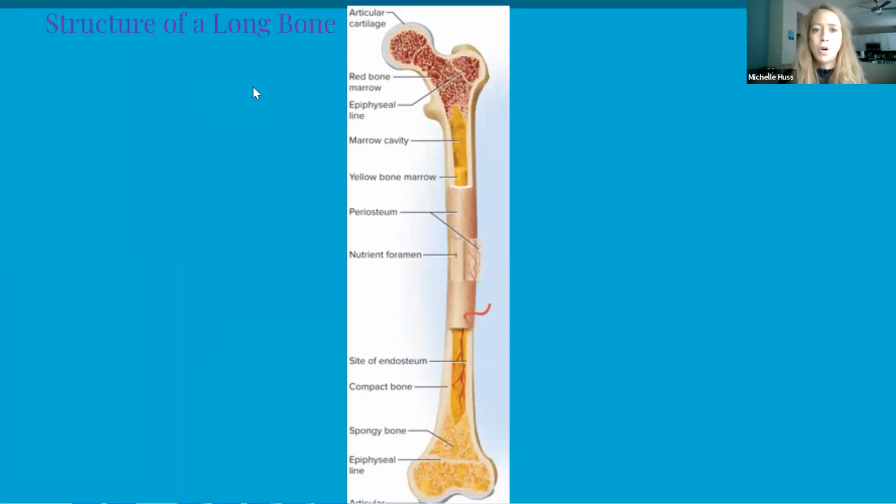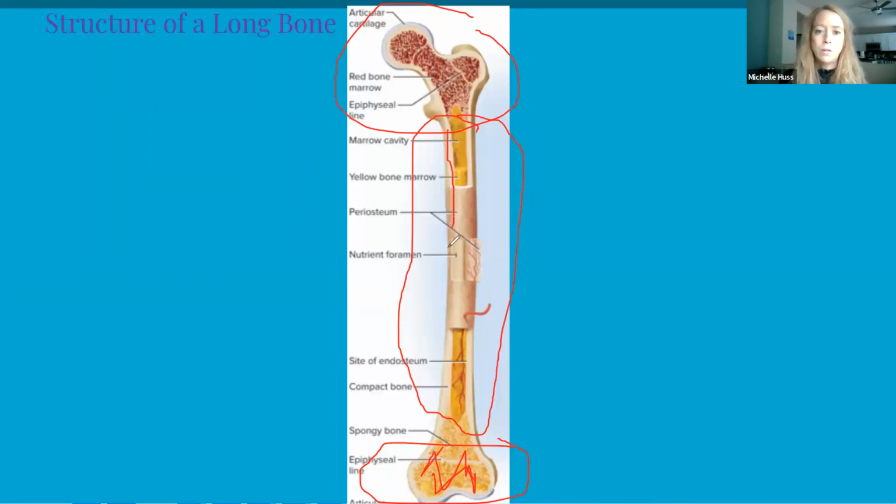Hold on, I'm drawing. Okay, the ends of the long bones are called the epiphyses. And inside the epiphyses, they have something called spongy bone. This is all spongy bone. Spongy bone looks different than compact bone. Compact bone is found mostly in the diaphysis, or the shaft. So you can see this is all compact bone. Compact bone is very strong but heavy, and we'll talk more about that.